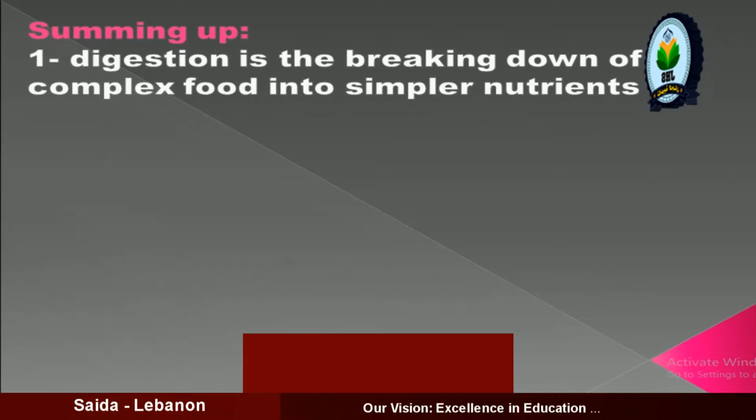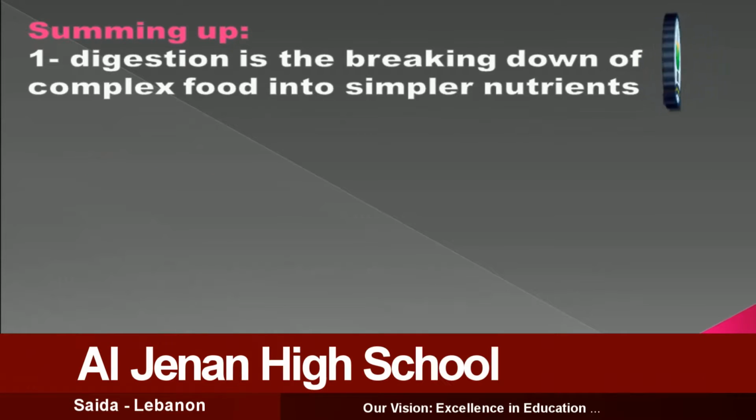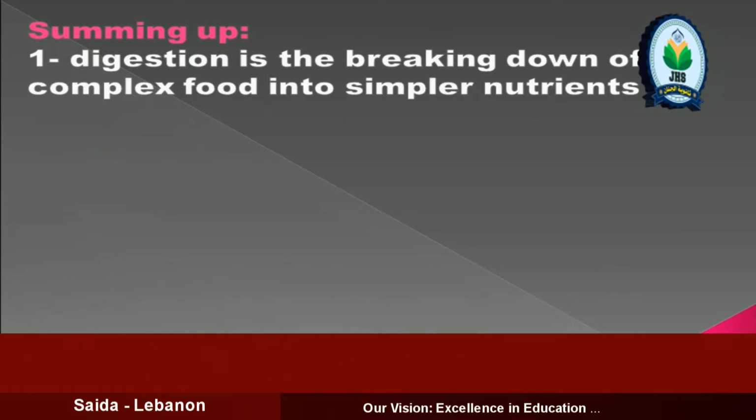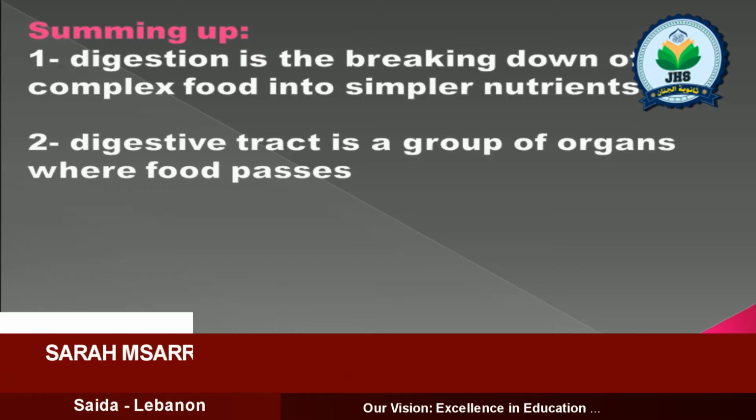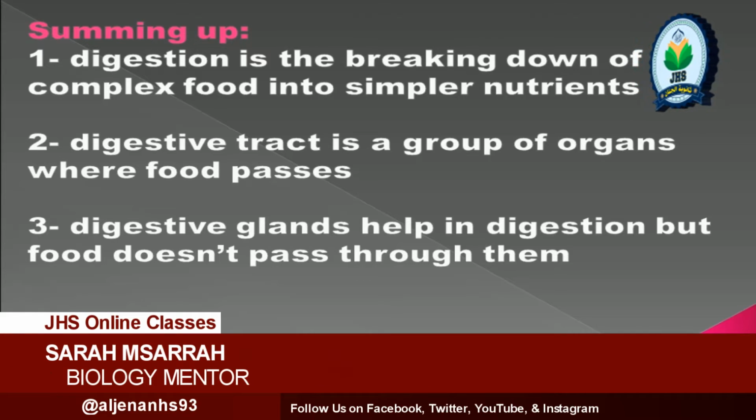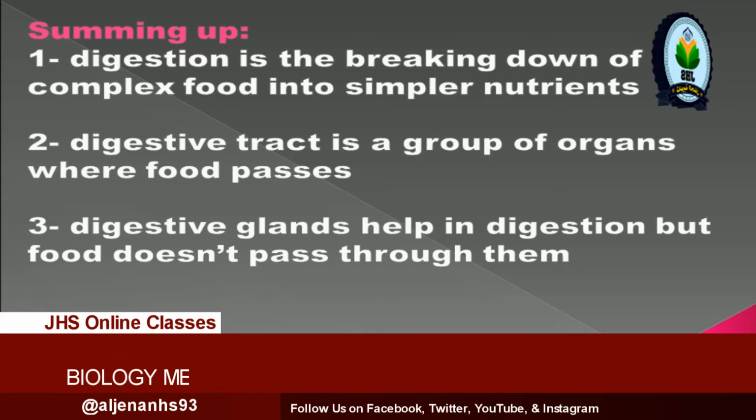Summing up the lesson, digestion is the breaking down of complex food into simpler nutrients. Digestive tract is a group of organs where food passes. And finally, digestive glands help in digestion, but food doesn't pass through them.